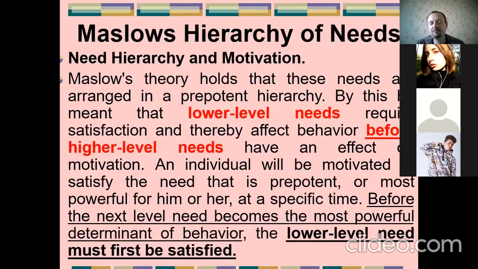This is the same information which I have just discussed with you. Firstly, we as managers have to provide the ways for satisfying lower level needs, and only then do we have to provide our subordinates with ways of satisfying high level needs.